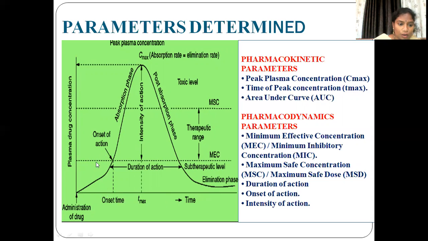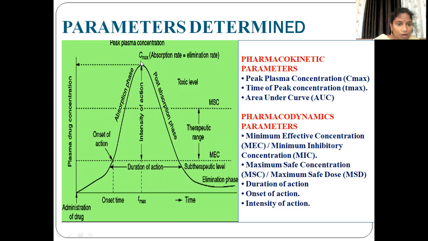first you have to know about the MSC level and MEC level. These are the MSC level and MEC level. MSC is the maximum safe concentration, and MEC is the minimum effective concentration. This shows, after administration of the drug, how it shows the action, and after completion of the absorption, how the drug is removed from the body.